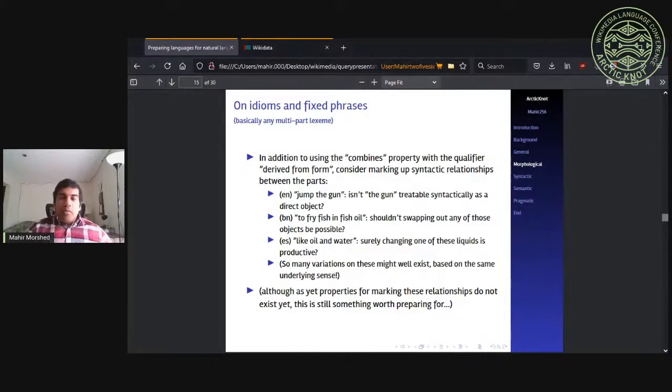Unfortunately, these properties for marking these relationships don't quite exist yet, in part because the specific syntactic tree structure paradigm that we might be using for these Wikifunctions isn't quite defined yet. For these properties to exist, we would need to make a decision as to what needs to be done, rather than, I guess, myself doing it unilaterally. So while the properties don't exist yet, it's still something worth preparing for.